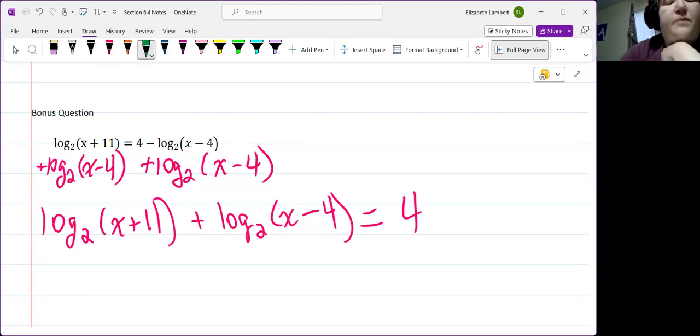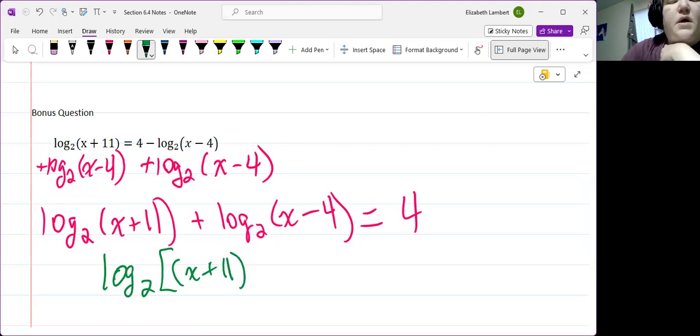So I have log base 2 of x plus 11 plus log base 2 of x minus 4 is now equal to 4. I cannot cancel the logarithms right now because I still have that plus. So what I need to do instead is merge these two logs. Log m plus log n, I can change this into a single log of the product.